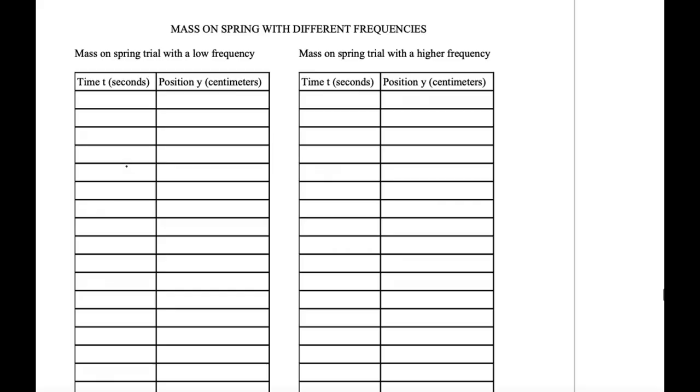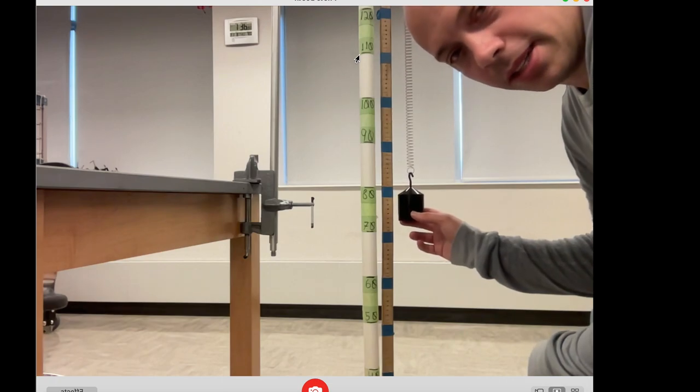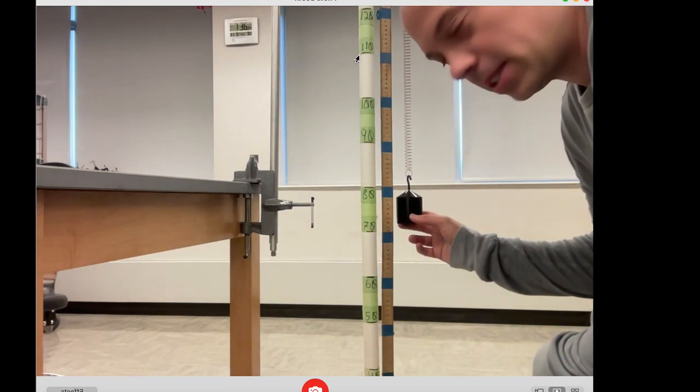Okay, so that data set looks pretty good. The comparison I want to do is between a mass with a low frequency versus a mass with a high frequency. So we can use this mass as the trial with the low frequency.